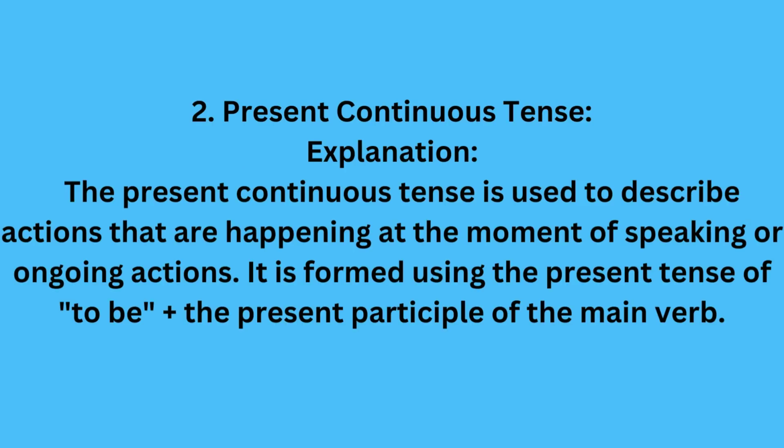Okay, reka dufate indi tense ya kabiri ikurikira. The second tense is called present continuous tense cyangwa se present progressive tense. What is the present progressive tense? Present progressive tense is used to describe actions that are happening at the moment of speaking or ongoing actions. It is formed using the present tense of to be plus present participle of the main verb.